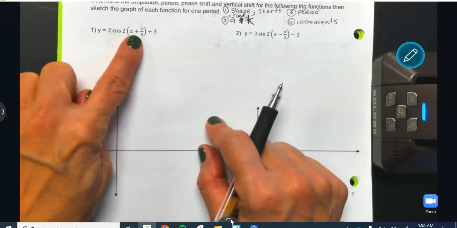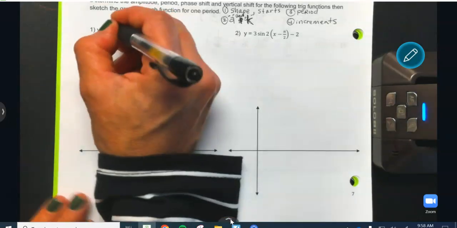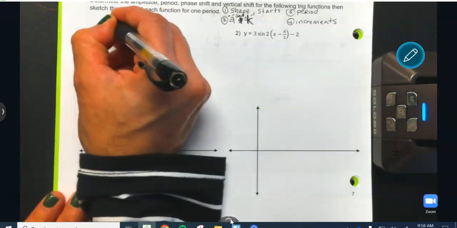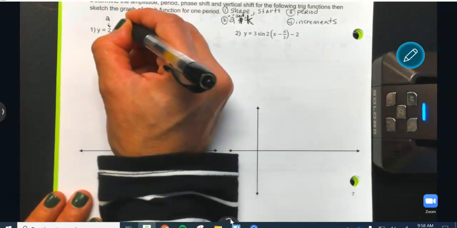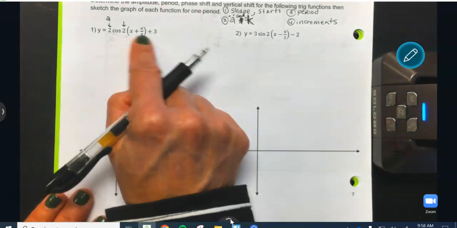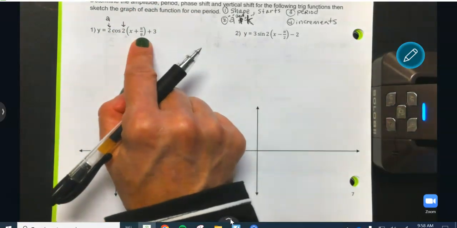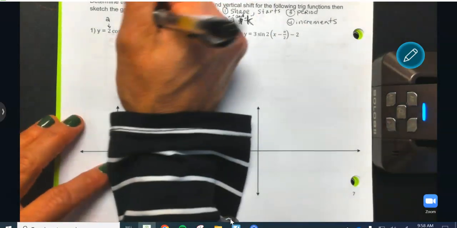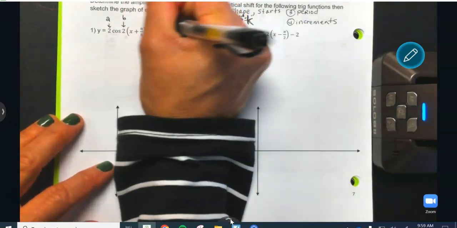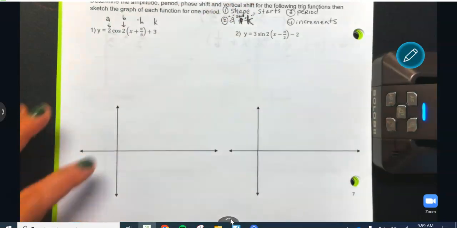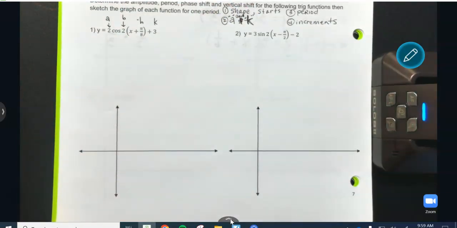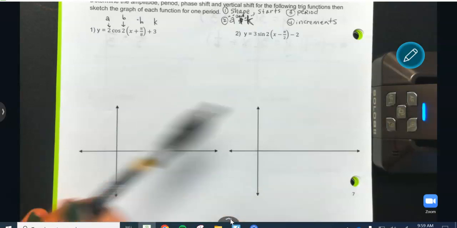All right, let's analyze what this is. Remember, right after the equal sign is the A value. Somebody already factored out the B value. It's separate from the X. It has to be separate from the X. So that's the B. Here's your H, and here's your K. Actually, that's opposite H.